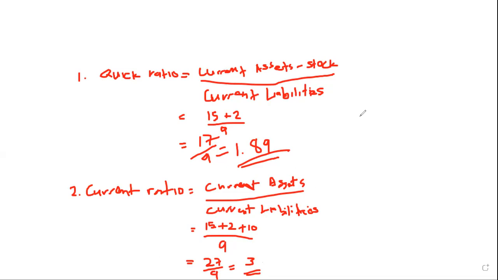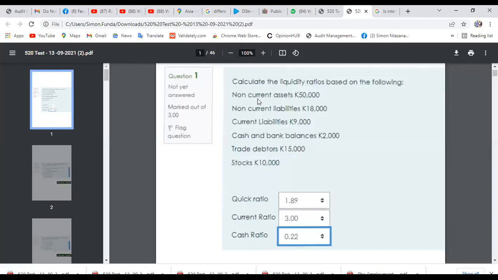I don't know if you are following, is it clear? Not really. Just go back to the question. Yeah, so this is the question, calculate the liquidity ratio. So these are liquidity ratios. Now these quick ratios will not be given, right? So you have to choose. Usually they'll give you this information.